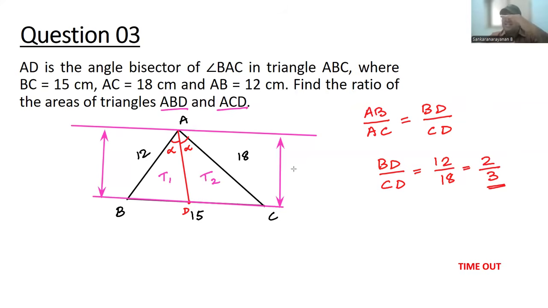So if the height is the same, then the area is going to be in proportion to the length of the base. Got it? The more the base, the more the area. Lesser the base, lesser will be the area. So can I not say that here the ratio of the areas of the triangles ABD and ACD will also be 2:3, right? So I can consider now the answer for my question to be 2:3.